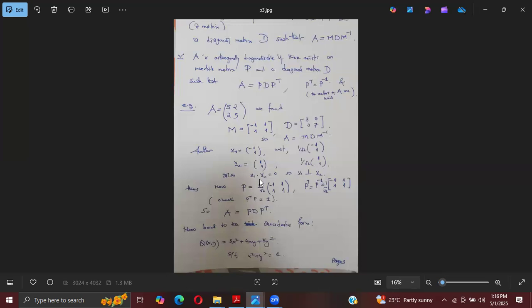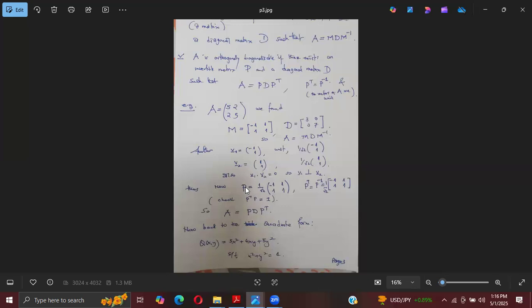Number two, I can now tell you for free: these vectors are of unit length and they are orthogonal. Then the transpose of this P matrix, which here turns out to be the same matrix, is actually the inverse of the matrix P.